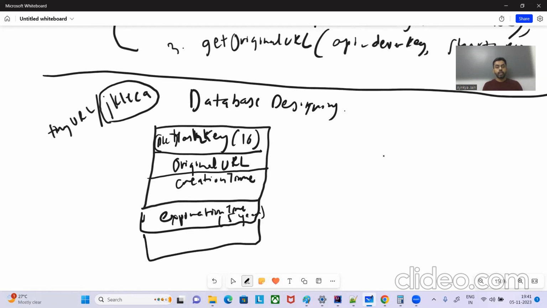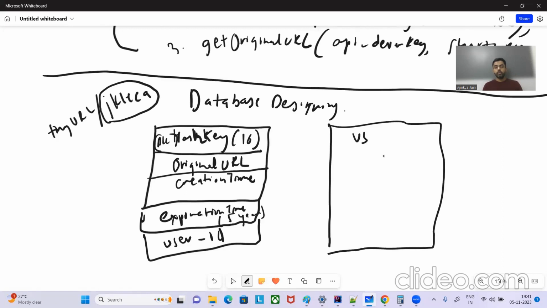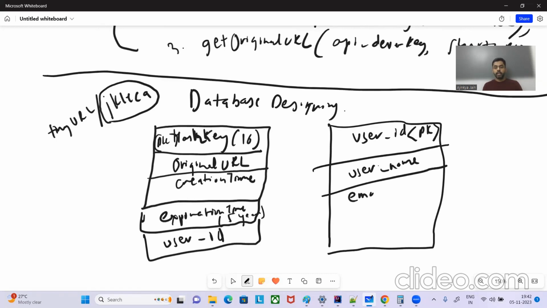And then which user created this short key, or for which user the system created the short key. And then we'll have the user metadata table as well. So user ID would be the primary key, and then username will be a column. Then email ID, then creation date, and last login, when the user last logged in.